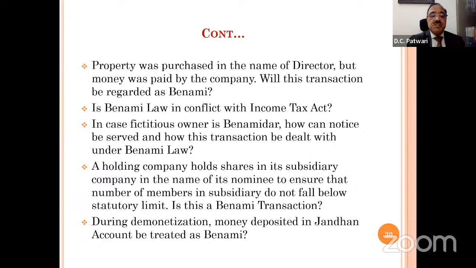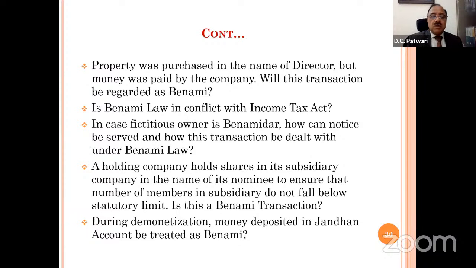In case the fictitious owner is a Benamidar, how can notice be served and how will this transaction be dealt with under Benami law? There is a possibility, because there is one category of Benami transaction where the Benamidar is fictitious. Obviously, notice cannot be issued to a fictitious person, but in this case the property is existing and the beneficial owner will be available. The notice will be issued to the beneficial owner and to the property.